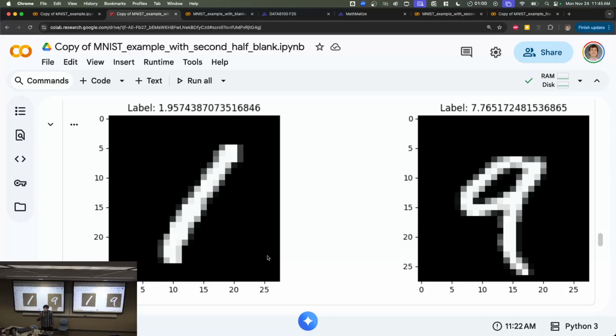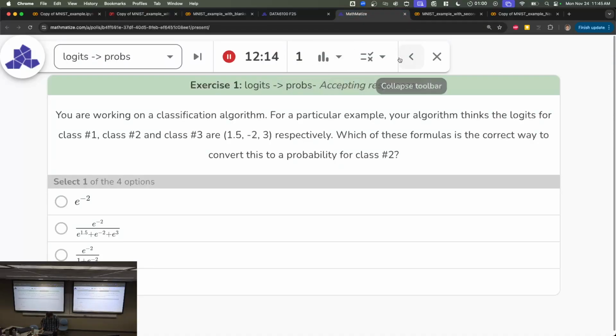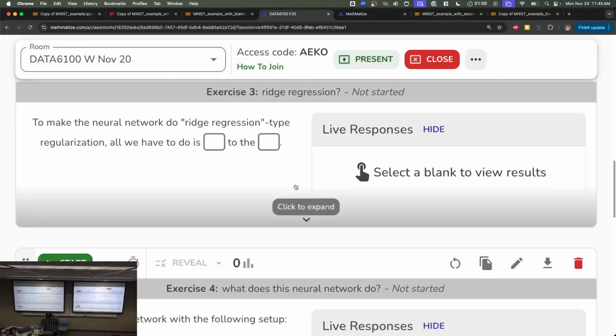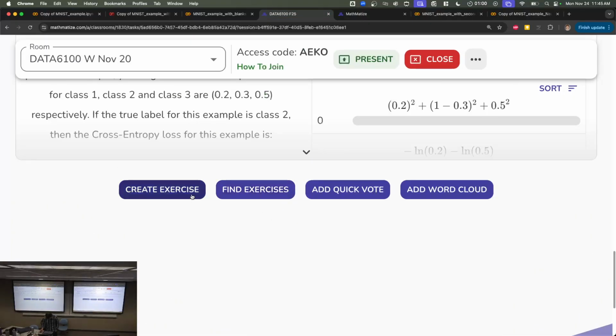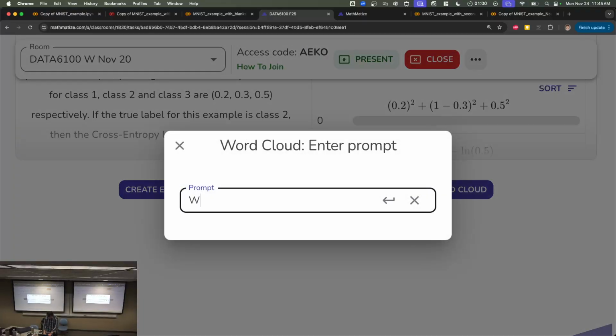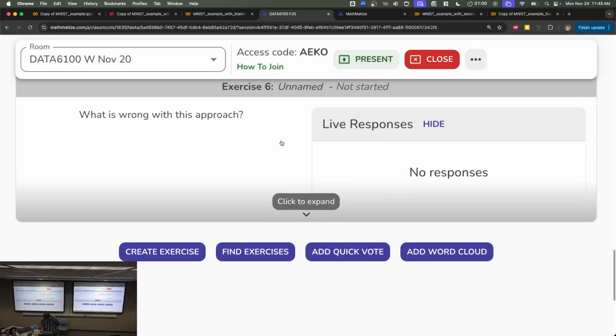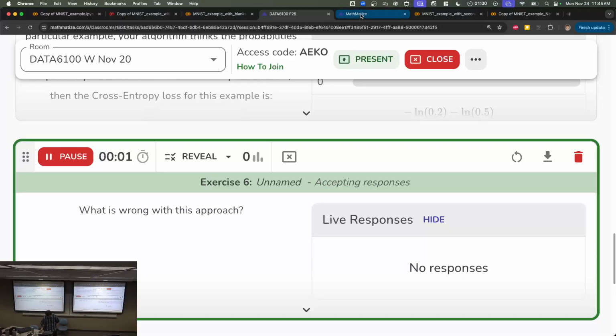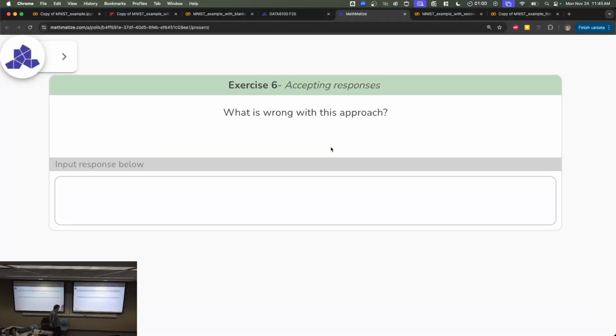Nobody wants to answer, so I will make a mathematized question and force you to answer. This is the thing I can do on mathematized. So we're going to close this thing, and we're going to just make a new question called create exercise. Oh, we can do a word cloud. Let's do a word cloud. What is wrong with this approach? I think we did this also last class. Maybe you are shy to answer, but this way nobody can hide. You must answer. All right, what did we do? What did we do that was silly?